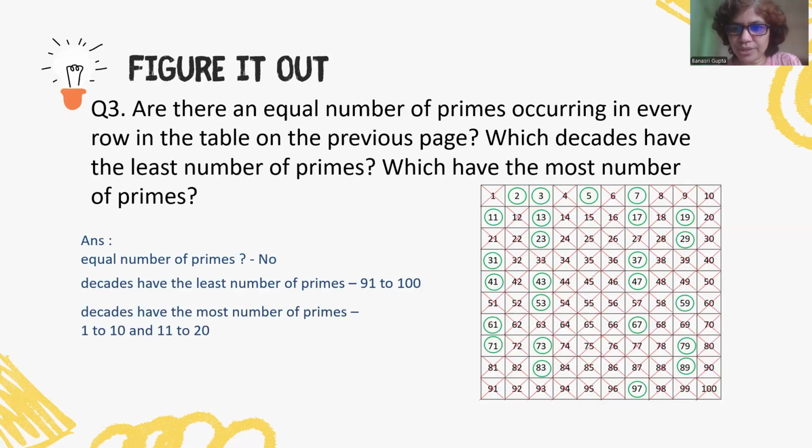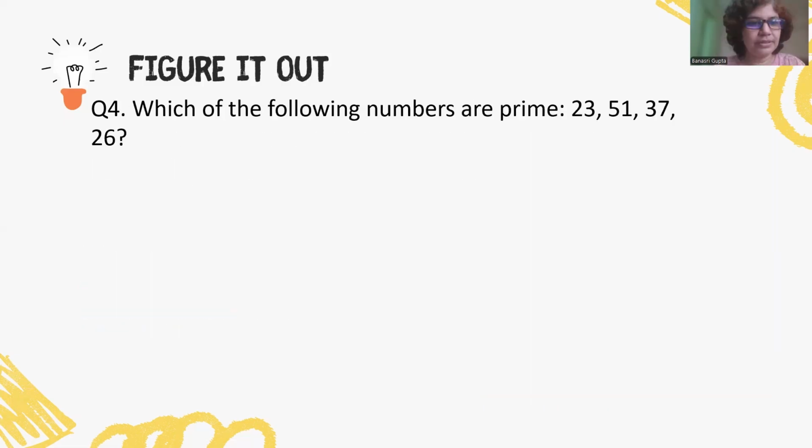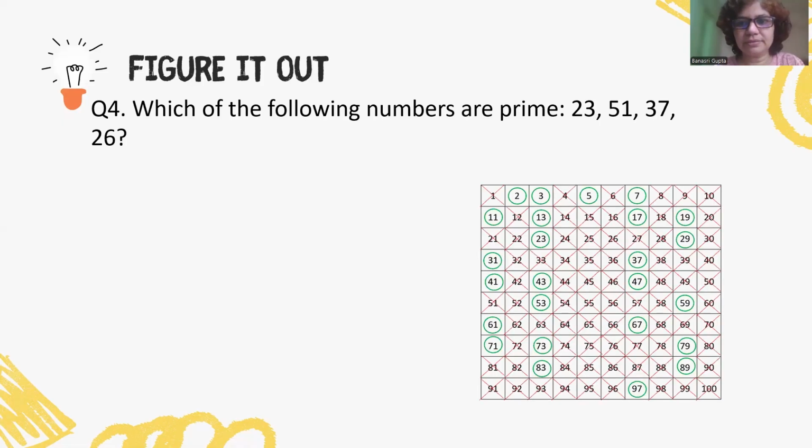And the first two rows have 4 each. So those have the most number of primes. Which of the following numbers are primes? 23, 51, 37, 26. We see that 23 and 37 are the only primes. The other two are multiples of some number, 3 and 2.